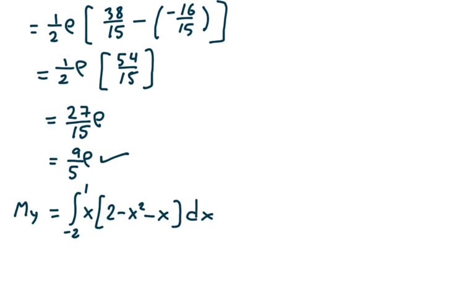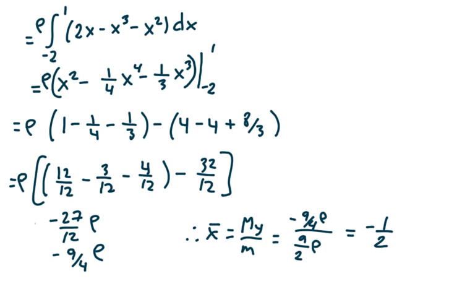Now, getting the moment about the y-axis, in my opinion, is a little easier. That's going to be rho times the integral from -2 to 1 of x times 2 minus x squared minus x. From here, I'm going to distribute the x to each term within the parentheses. Then I get rho times the integral from -2 to 1 of 2x minus x cubed minus x squared dx, which is rho times x squared minus 1/4 x to the 4th minus 1/3 x cubed evaluated from -2 to 1.